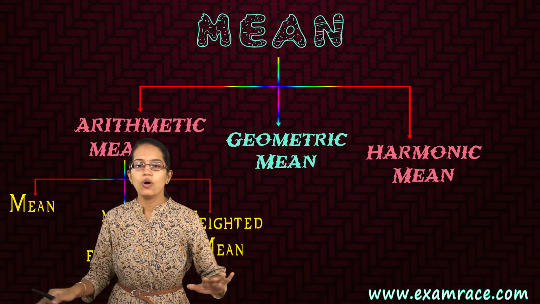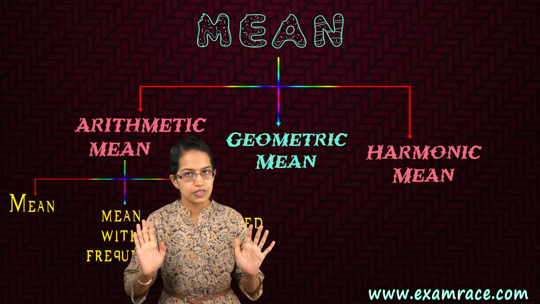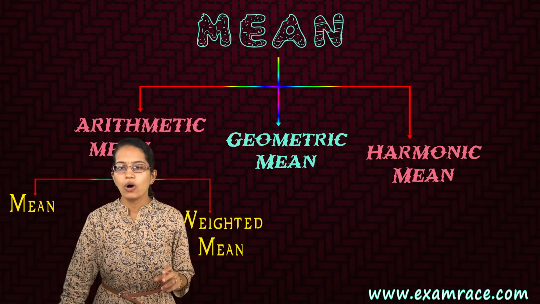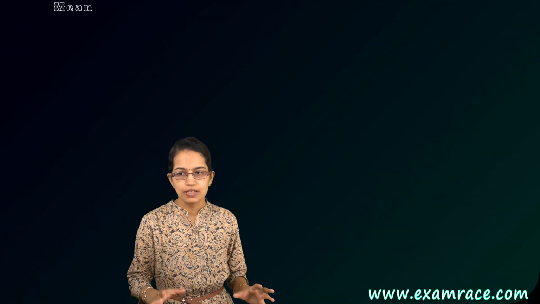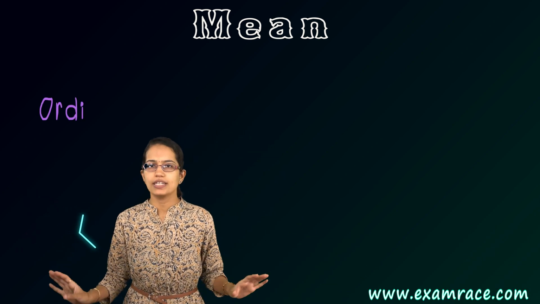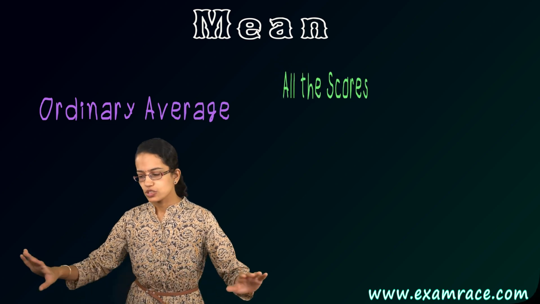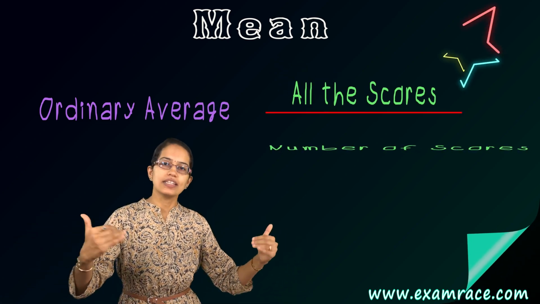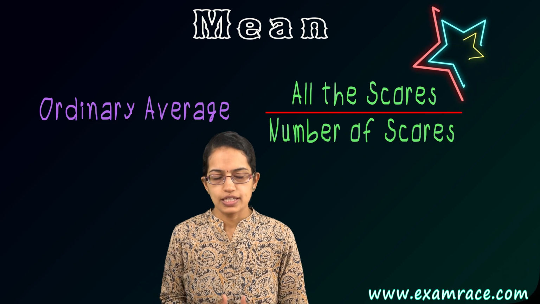So this is an overview of the measures of central tendency. Coming on to the first one, that is mean. It is one of the best measures of central tendency where you are trying to explain an ordinary average. So all the scores are divided by the number of the scores that are there.